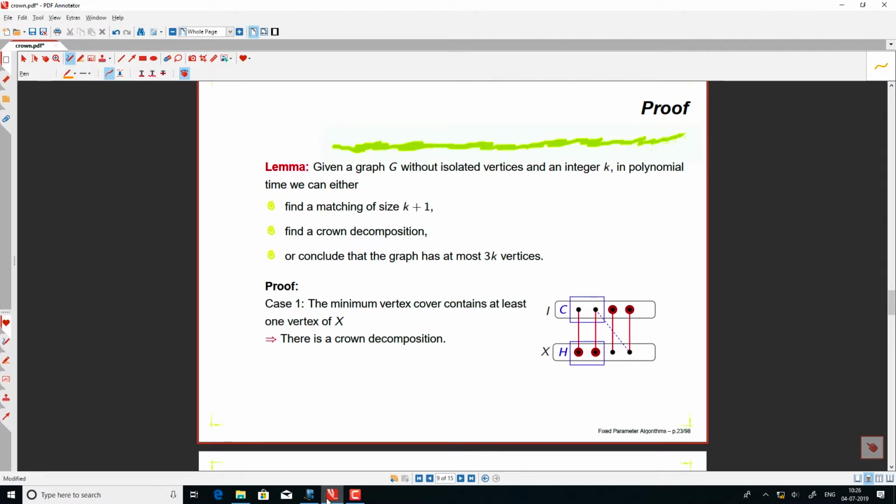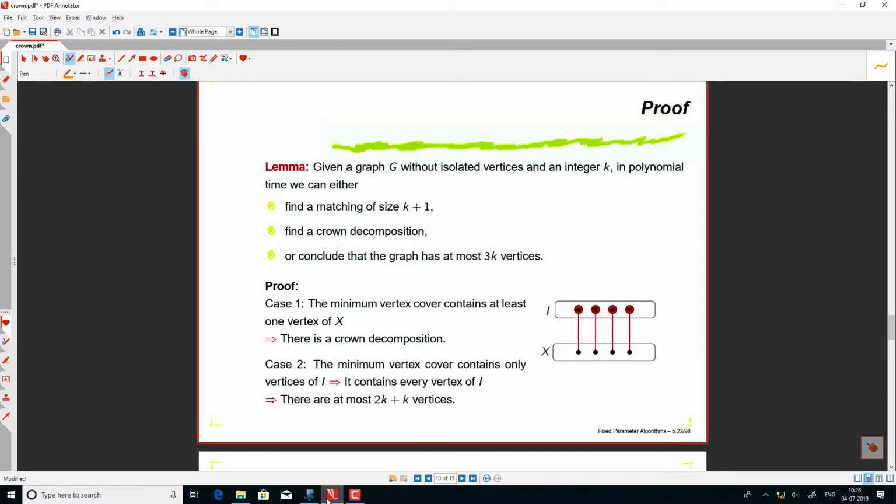This is in case the minimum vertex cover contains vertices from here. The other case: suppose the minimum vertex cover of this bipartite graph contains vertices only from here, and I claim that there cannot be more than k vertices here. Remember, this matching size is at most k, right? Because if it is k plus 1 or more, we would have stopped and said no. So this matching size is at most k, and my minimum vertex cover has picked vertices exactly only from here, right?